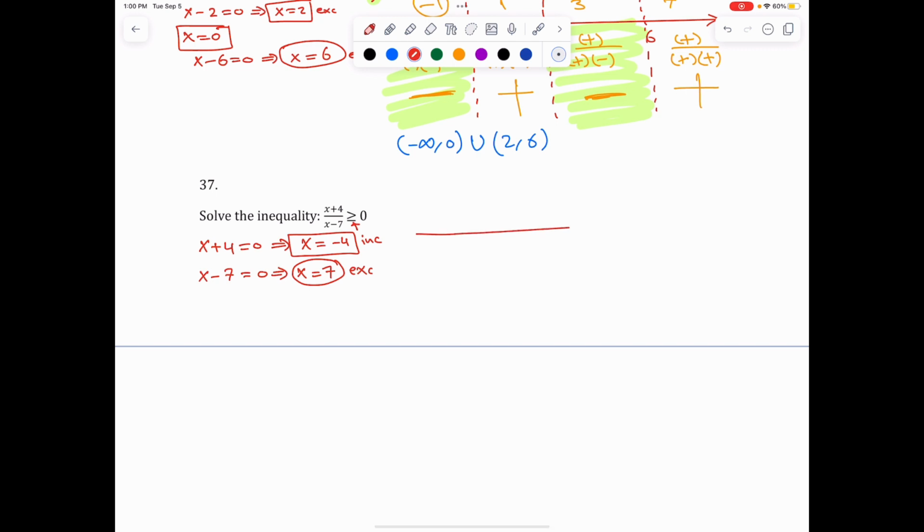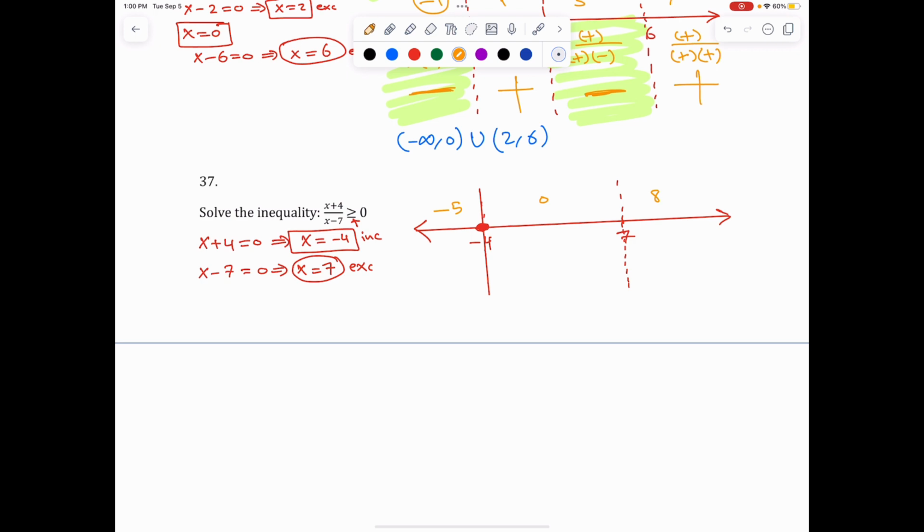Now we're going to use the open number line. -4 is smaller, and closed, and then 7. So this is actually open. That's one solid line. And this one is excluded, so it's a dashed line. Before -4, we have -5. Between -4 and 7, 0. After 7, or bigger than 7, we have 8.